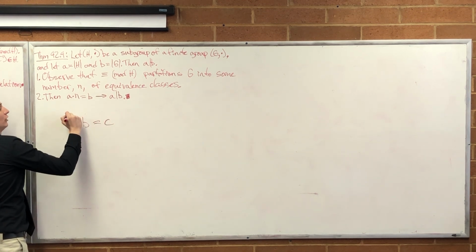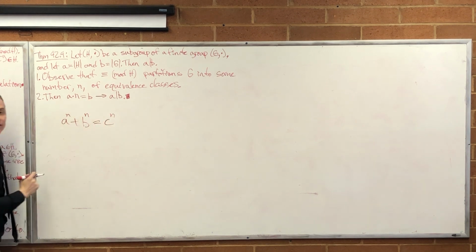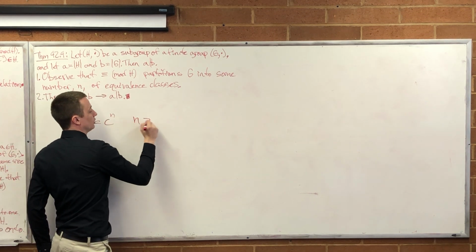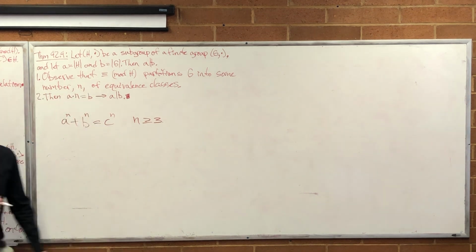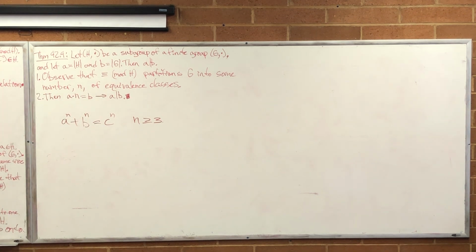So, in general, put n here. For n greater than or equal to 3, there are no integer solutions. That is Fermat's Last Theorem.